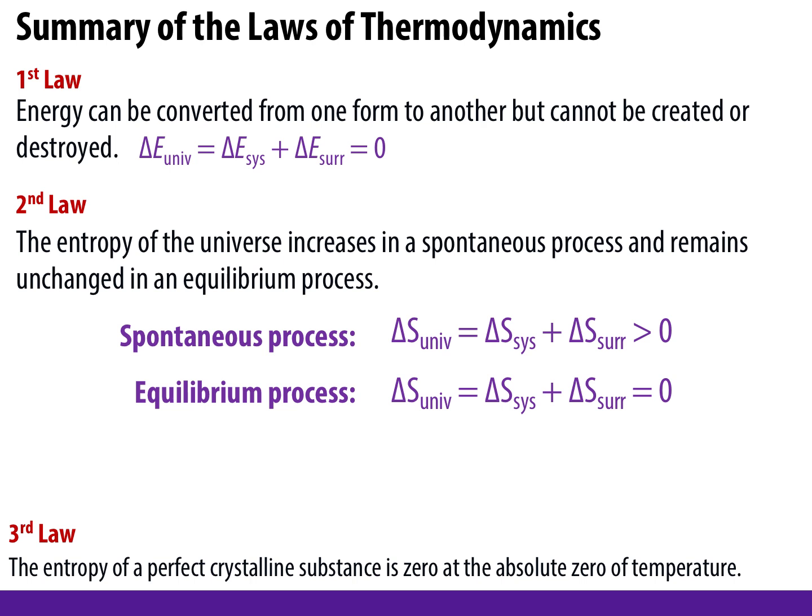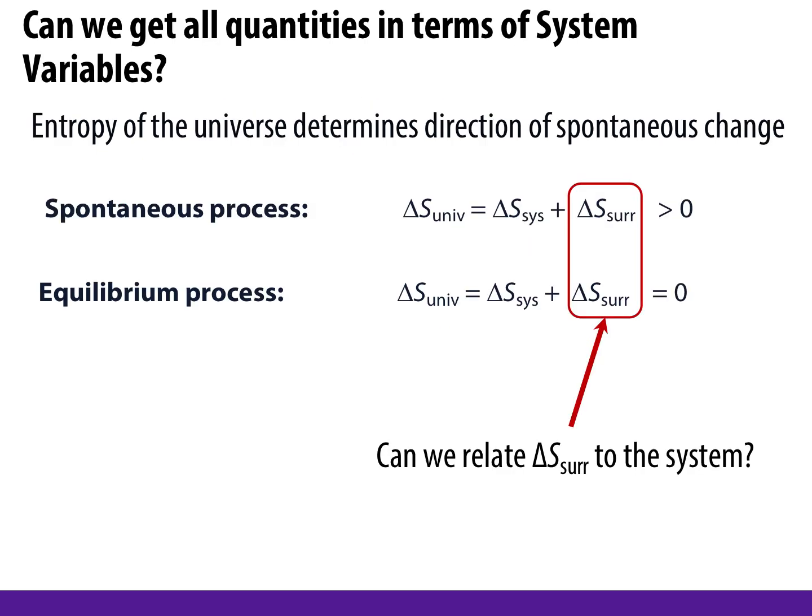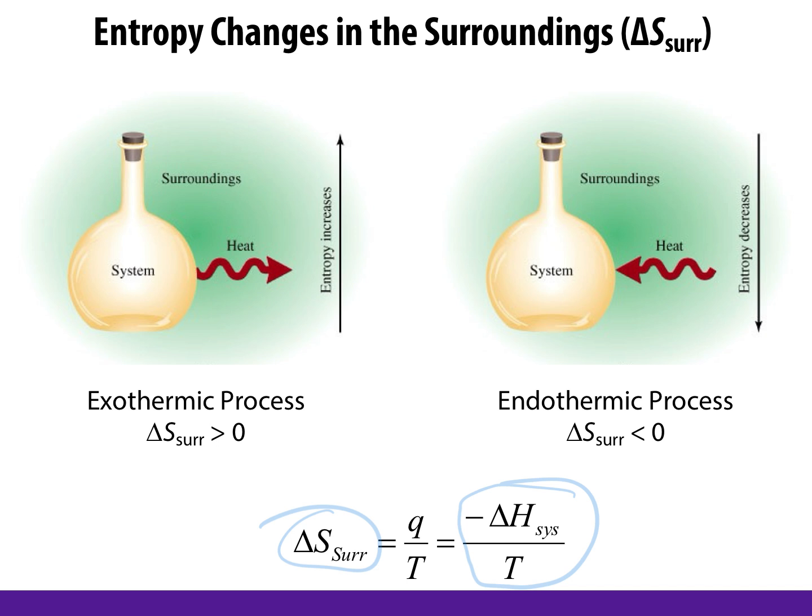The one nuisance here, though, is that when we think about a spontaneous process, we need to think about both the system and the surroundings. So we're motivated, therefore, to try to think about a way to write everything just in terms of the system. We know delta S of the system, which we can get using the table that we showed last time. We can calculate delta S of the reaction, products minus reactants. But what about the surroundings? Can we write that in terms of what's happening in the system? It turns out that we can.